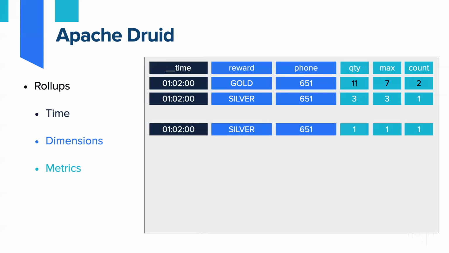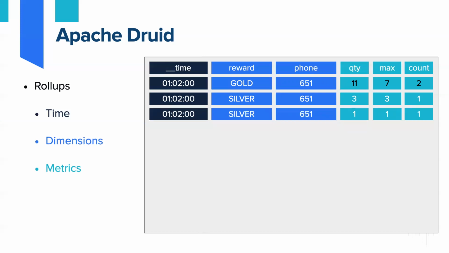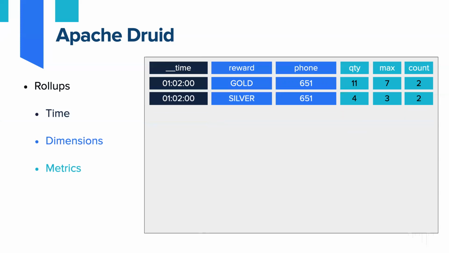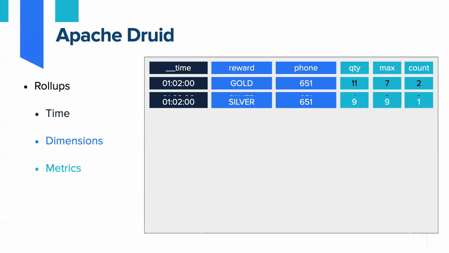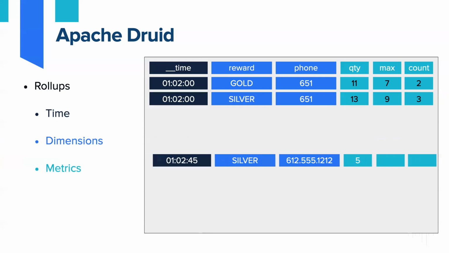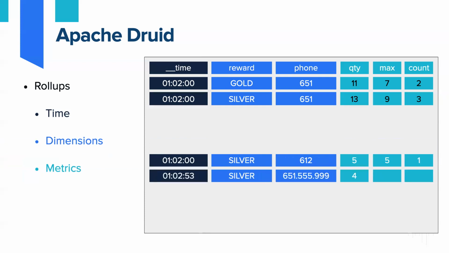Another record comes in. This is silver. I can roll that up into silver, and my metrics of sum and max and count all can be pre-computed at storage time. This one comes in. It's again able to be rolled up. Another one comes in. This one has a different area code. It cannot be rolled up. One comes after it that's the same as above.